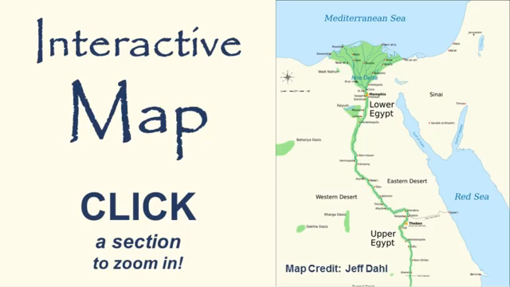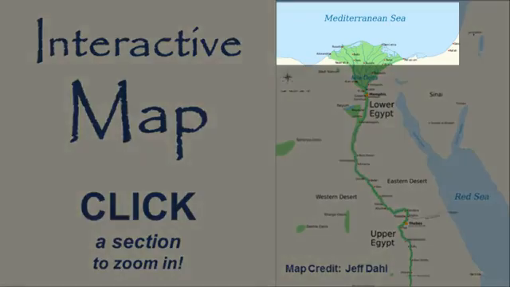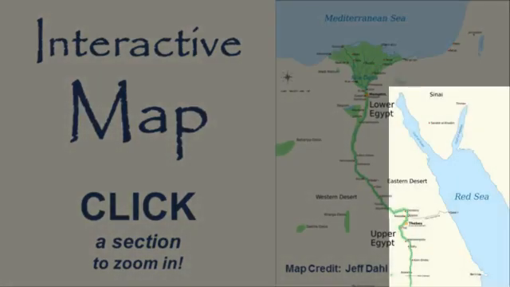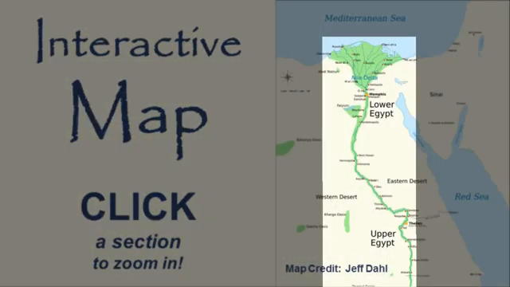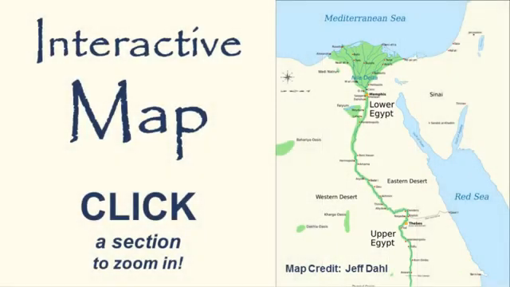First of all, bodies of water. You can see the Mediterranean Sea to the north, you can see the Red Sea to the east of Egypt. And then you can see the Nile River here at the center. The green area around the Nile River is the Nile floodplain.